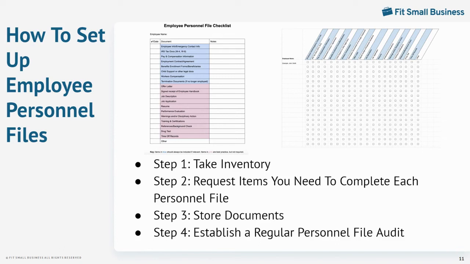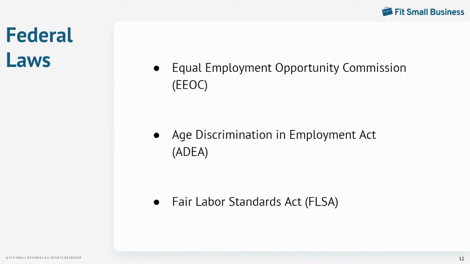And step 4, establish a regular personnel file audit. Schedule a periodic review of each employee's personnel file. This can be done when you conduct their annual evaluation. Ensure that the files are accurate, up to date, and complete. If not, you can ask the employee to provide you with the updated files or information. Please note that personnel files can be viewed during a government audit or subpoenaed in the event of a wrongful termination lawsuit. Maintaining accurate, up-to-date files will help you avoid liability.